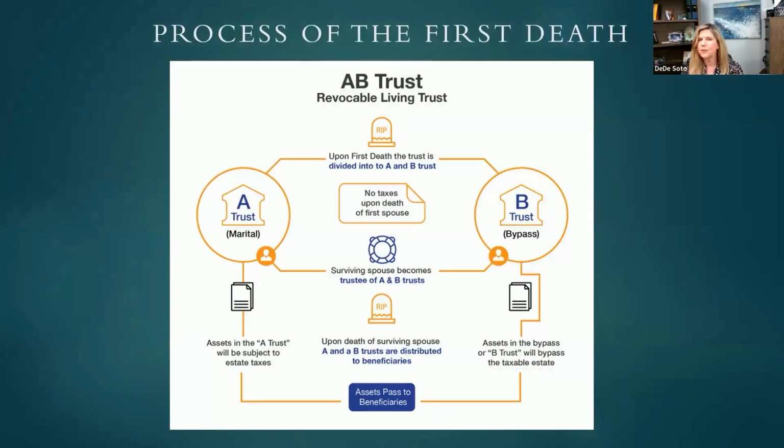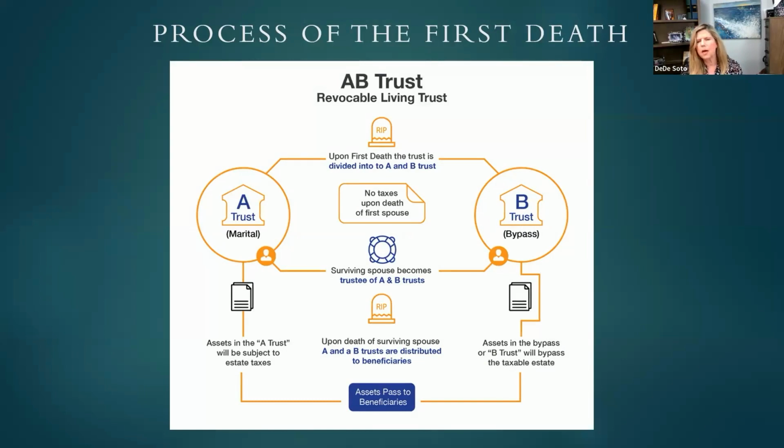So the process of the first death, right? You take a look: was your trust divided into two buckets? Maybe it's the survivor's bucket and the bypass bucket, or the decedent's bucket. There are various different names that can occur for this: bypass, the marital, and then there's the survivor's as well, depending on the complexities of the trust and also depending on how much assets were left.